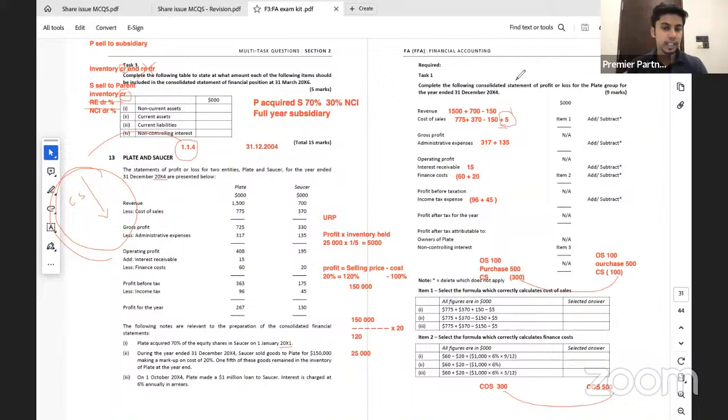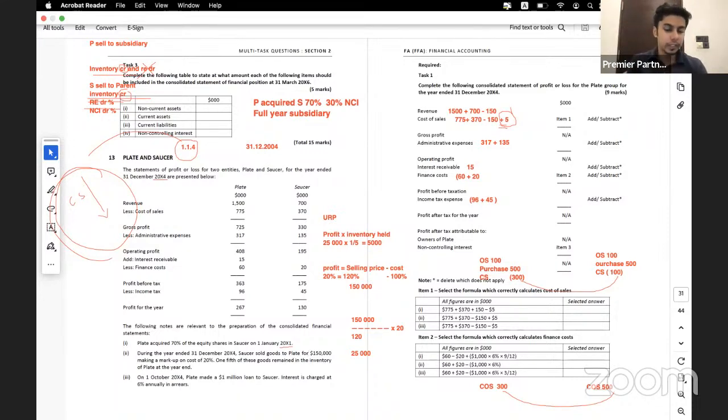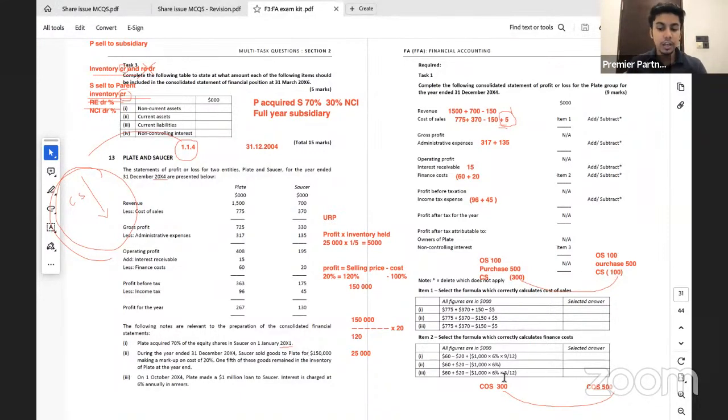Simple as that. Why are we adding to cost of sale? Because in the accounting double entry, inventory is becoming credit. That means stock is reducing. So when the stock is reducing, cost of sale will increase. That's why we are adding this inside cost of sale. This is the explanation for the URP.